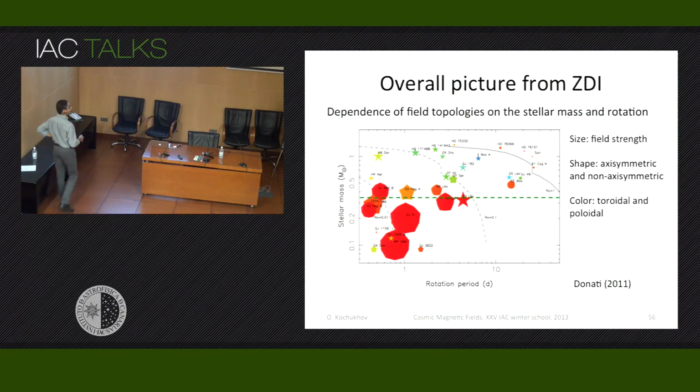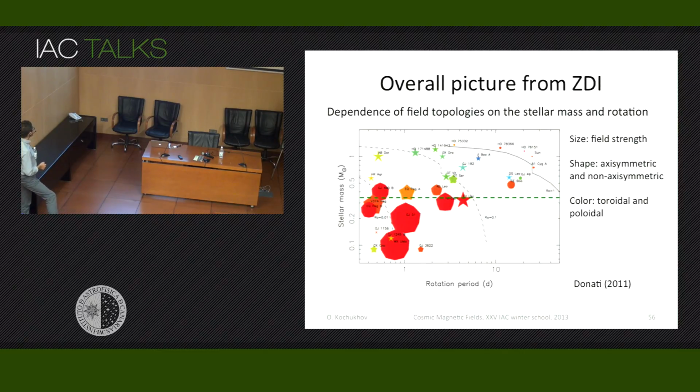This is an interesting plot. This is an overview of different properties of magnetic field maps determined with ZDI as a function of stellar mass and stellar rotation period. M dwarfs are here, solar-type stars are here, and there are some intermediate masses over here. This dashed line shows the limit where the star becomes fully convective. The size of the symbols is proportional to the average field strength, or I think actually it's proportional to B squared, so to the energy of the field.